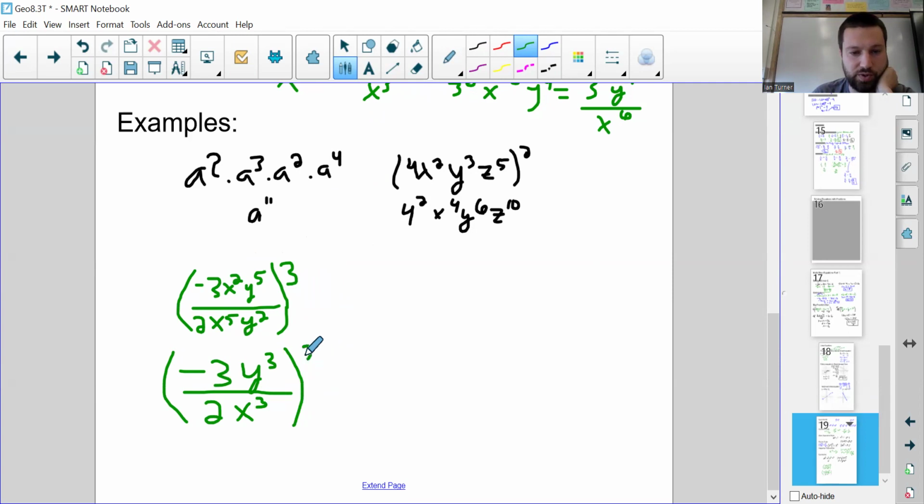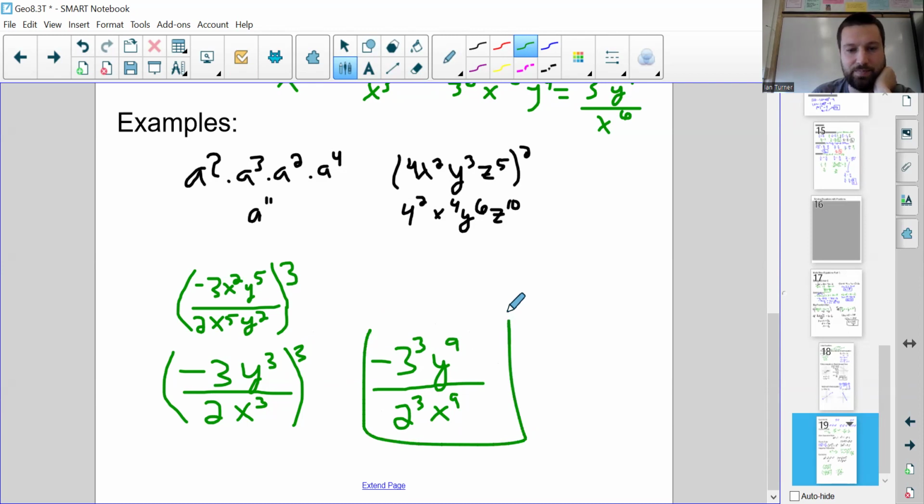And then we're going to cube the whole thing. Whoops, that's a square. We're going to cube the whole thing, and we're going to get -3 cubed y to the 9th over 2 cubed x to the 9th. So that might be how you solve something like that. Okay, where you got a big fraction, you're cubing everything.